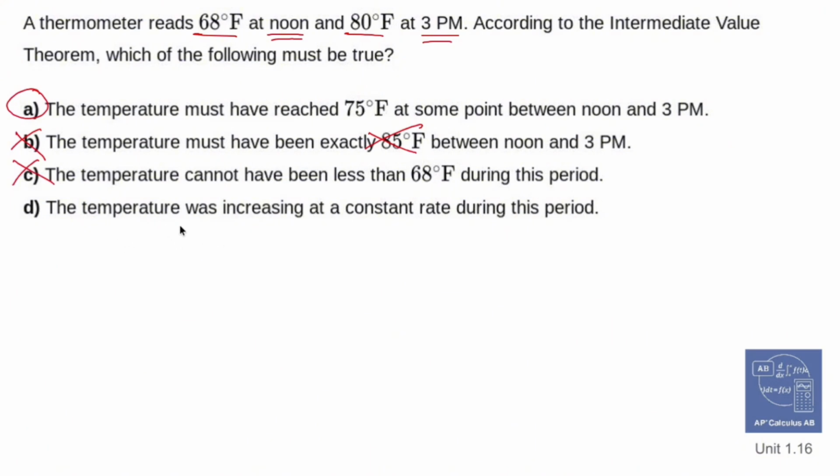The temperature was increasing at a constant rate during this period. We don't know that either. So the only one that works is, yeah, at some point we must have hit 75, because according to the intermediate value theorem, this is going to be a continuous idea and you must hit that number in between.